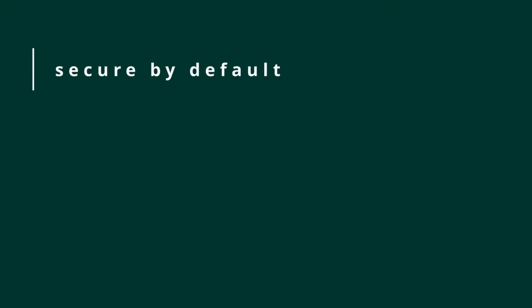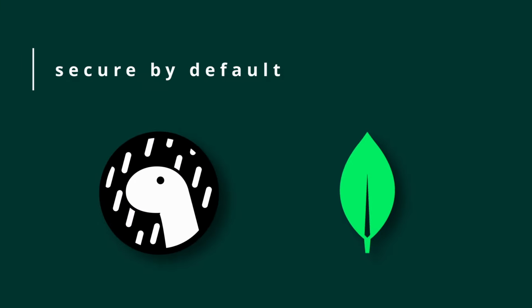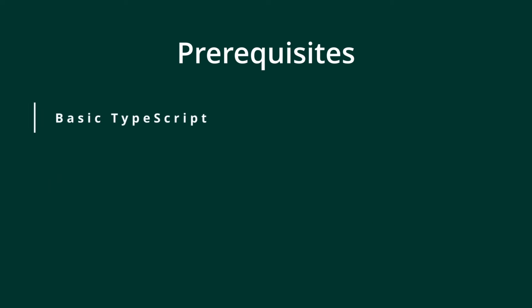Aside from that, it's also very secure. It's completely locked down by default and requires you to enable each access method specifically. This makes Deno pair nicely with MongoDB since it's also super secure by default. You'll need some basic TypeScript knowledge to get started with Deno because it does use TypeScript by default. You'll also need some basic MongoDB knowledge and understanding of RESTful APIs.